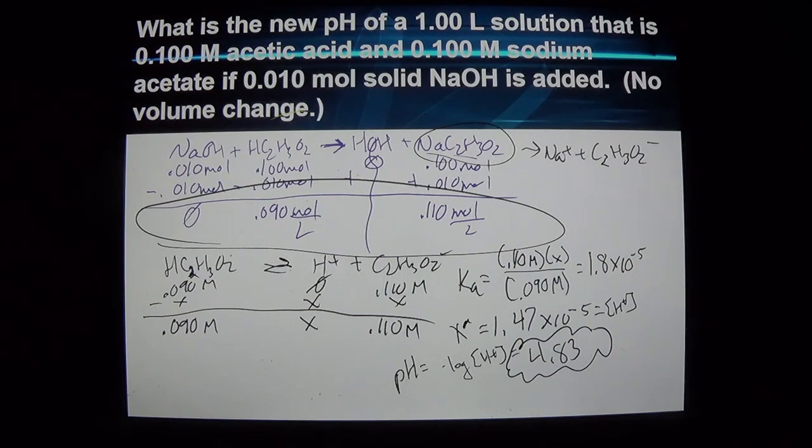Okay, so that's enough for the effects of buffer and how we could calculate a pH change with a buffer. We have several more examples coming up, but that'll be another video. So let's do some practice with buffers, and I'll see you next time.